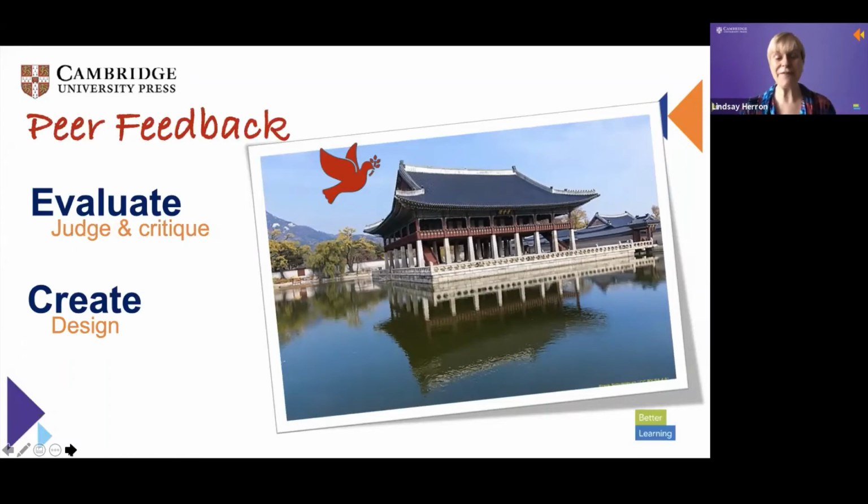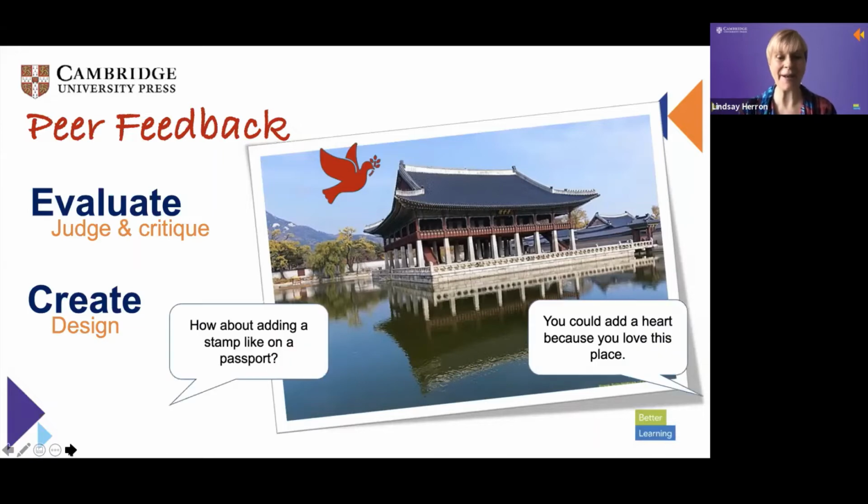Then in peer feedback, all of this happens again. The analysis, evaluation, and creation all happens through the peer feedback. So for example, a student might suggest experimenting with adding a stamp here, like on a passport, or you could add a heart because you love this place.